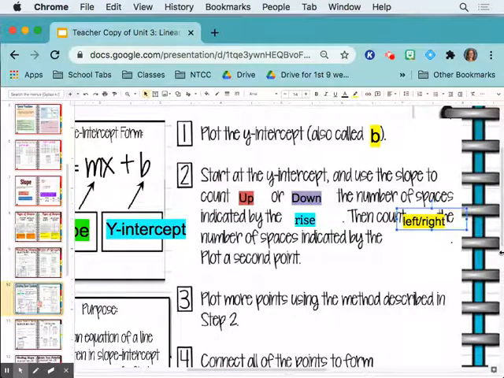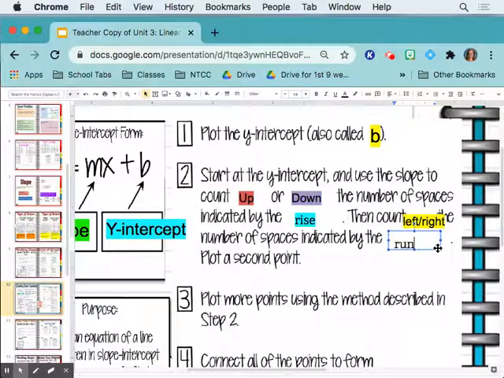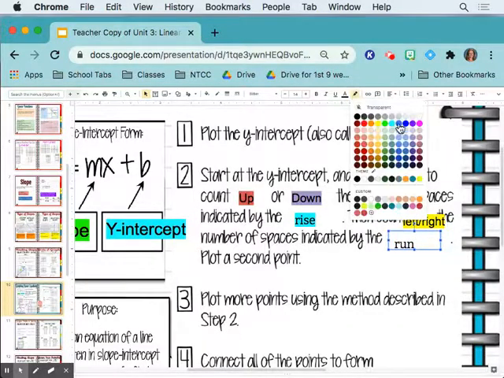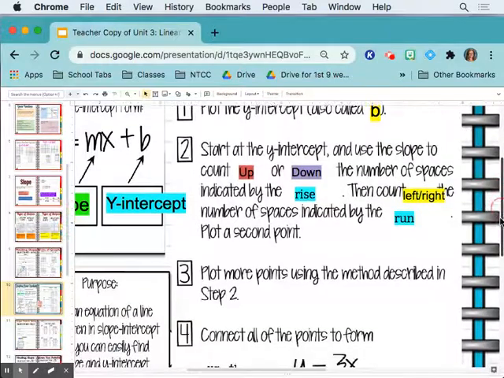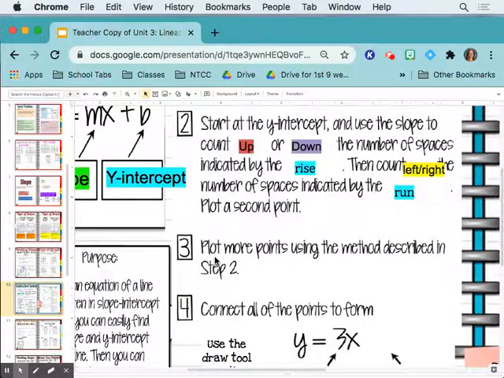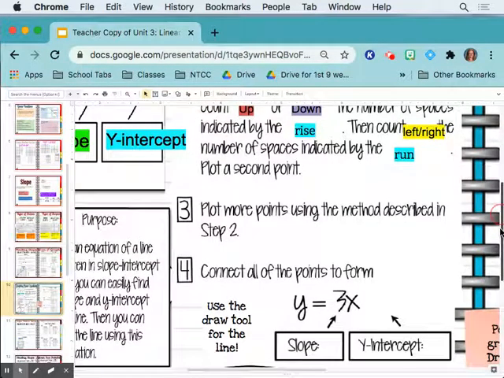Didn't quite fit in there, huh? Left or right, the number of spaces indicated by the run. And then you can plot a second point. Plot more points using the method described in step 2. So you'll do rise over run. You'll count rise and then count run and put another point. Count rise, count run. And then step 4, connect all the points to form a line.